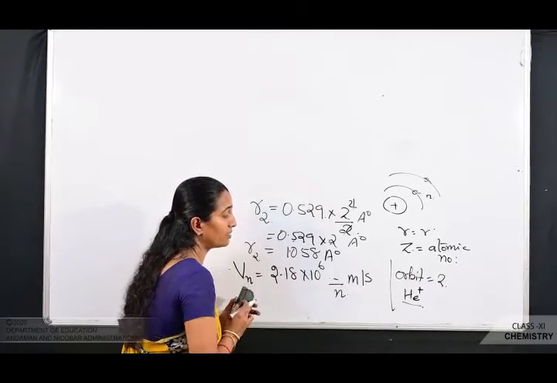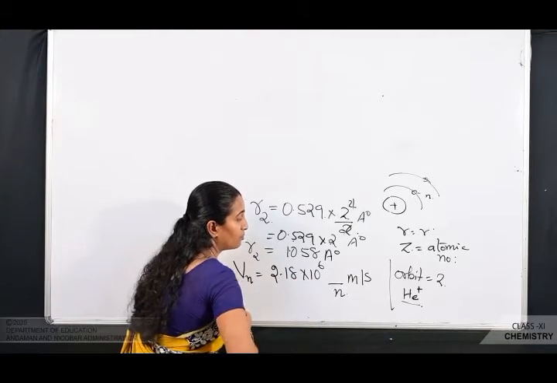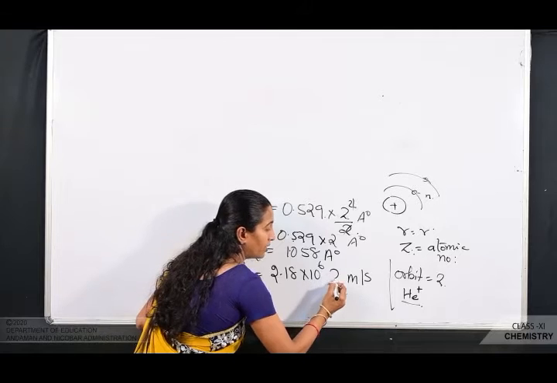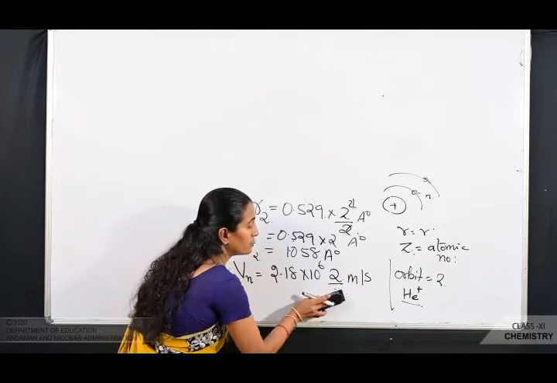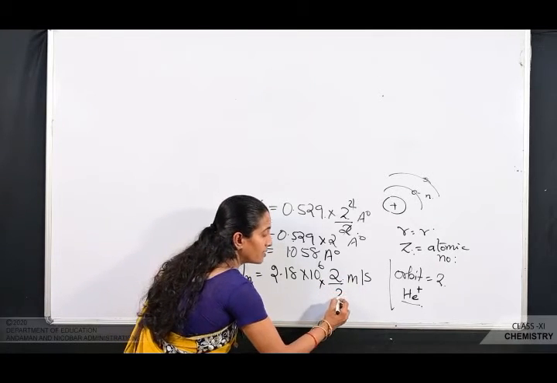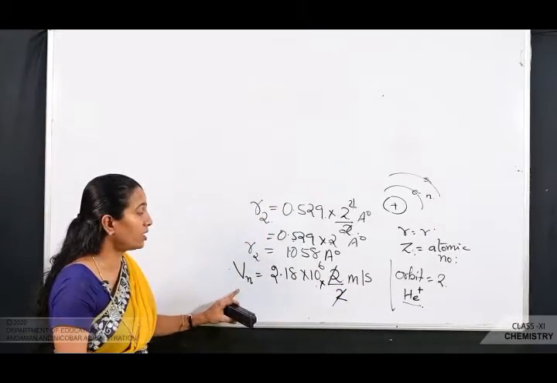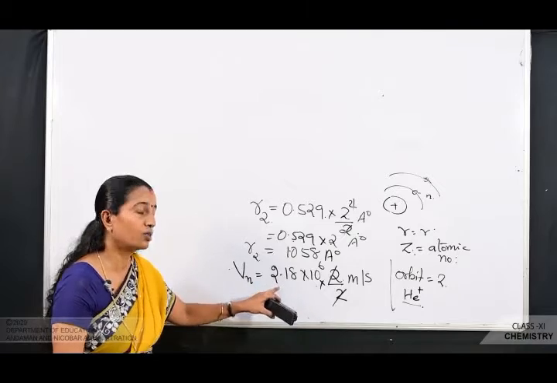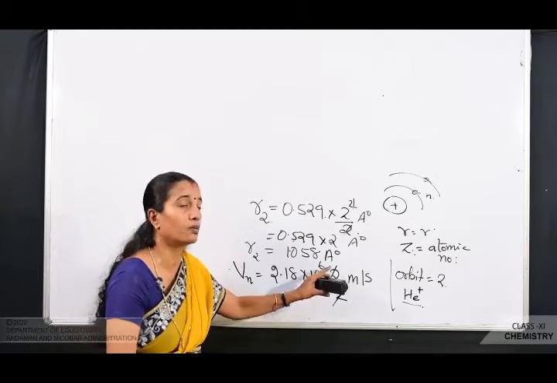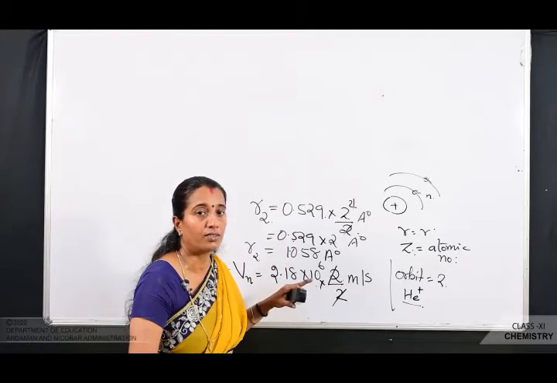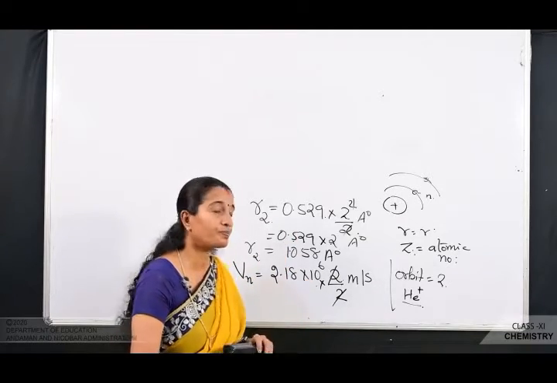This one is very easy. Here the value of Z is what? Z represents the atomic number. The atomic number of helium is 2. And here it is present in which orbit? It is present in the second orbit, so the value will be the same. The velocity of He+ will be 2.18 into 10 to the power 6. So in this way you can compute, using this formula, the radius and the velocity.